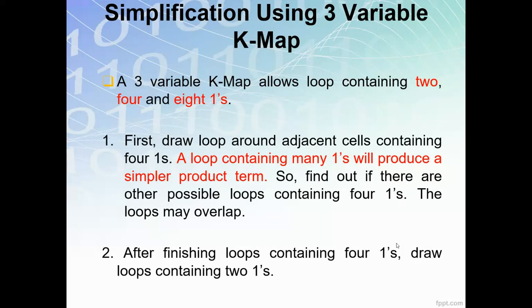Now we simplify using a 3-variable K-map. In a 3-variable K-map, we allow for grouping. Because a 3-variable K-map has 8 cells, it is possible to look for groups of 2, 4, and 8 ones. The first thing you need to do is draw the loop with the highest number of ones. If you can get 8, take 8. If you can get 4, take 4, followed by 2.